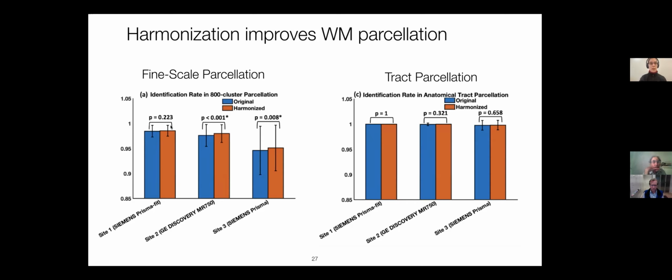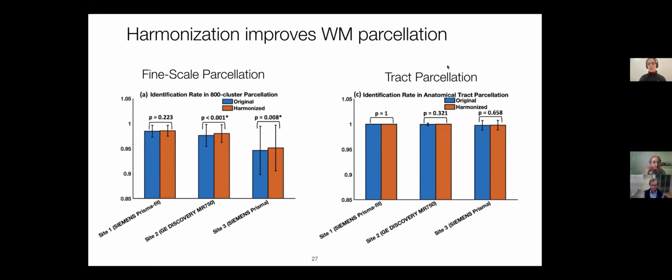And the blue is the original. So we tested extraction of the 800 clusters in the original data. And then we also ran it, of course, in the harmonized data. And as you can see, at 2 of the sites, there was a significant improvement between the original and the harmonized data in terms of successful extraction of these clusters.